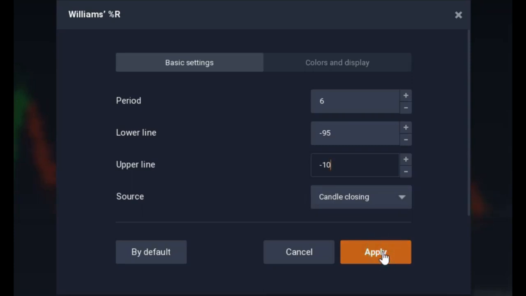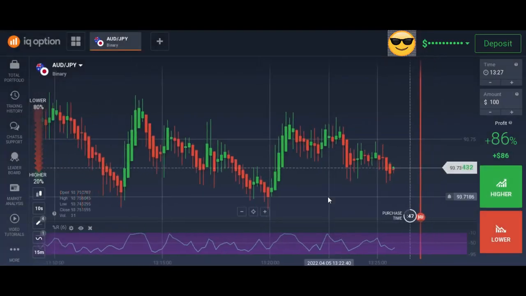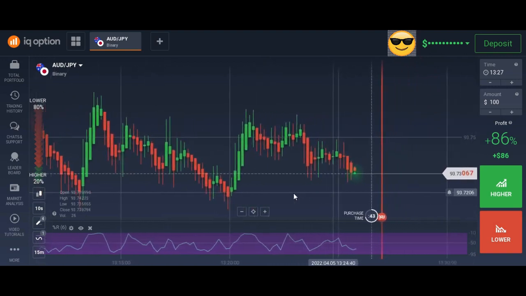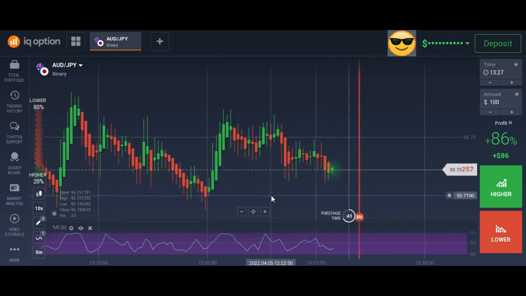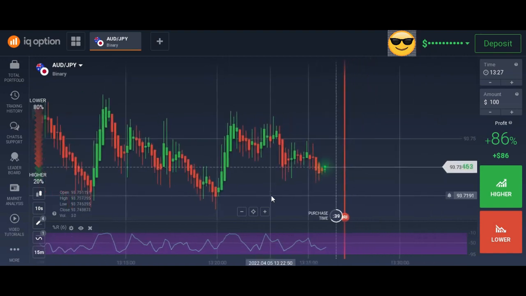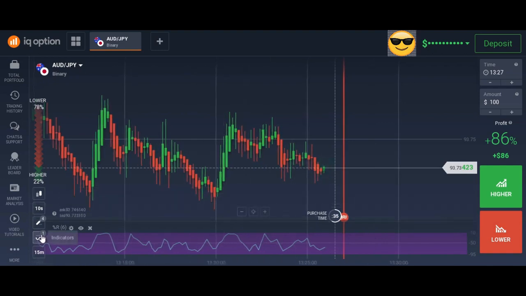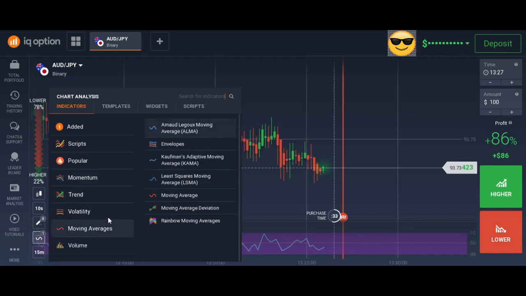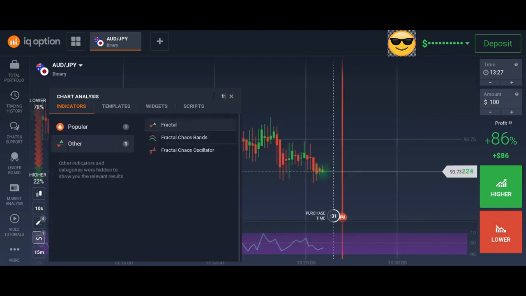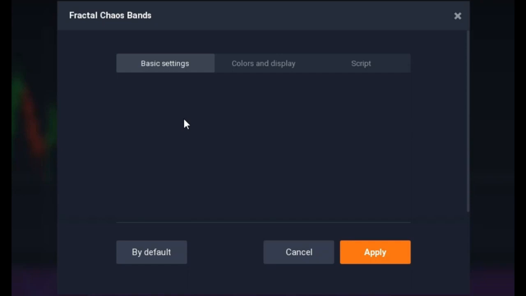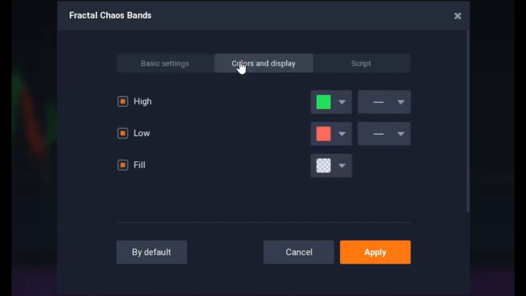This indicator is an oscillator very similar to the stochastic oscillator, since it also tells us when the price is in the overbought or oversold zone. I'm not going to explain the difference between the two because they are technical differences and I don't want to bore you. Another indicator that we will use is the fractal chaos bands. Here we leave the colors that come by default.